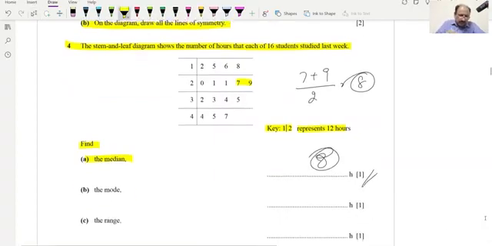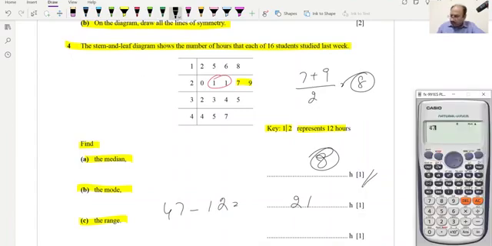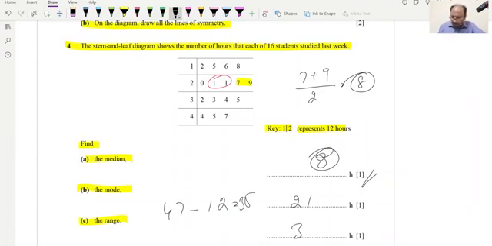Then we are asked for the mode, and the mode is the most occurring value, and this will be 21. With the key we will be checking, it will be 21. Then the range, and the range is maximum minus minimum. Maximum is 47 and minimum is 12, so 47 minus 12 is equal to 35, so our answer will be 35 over here.